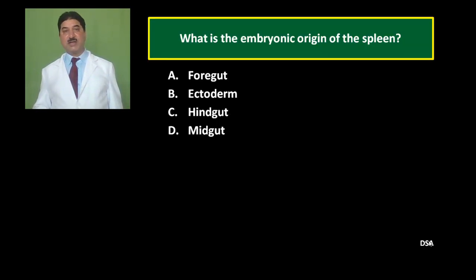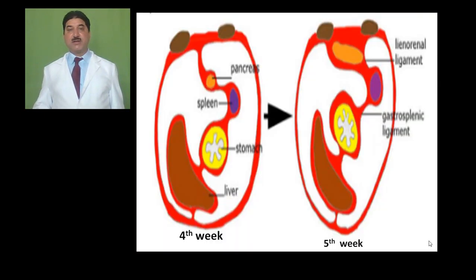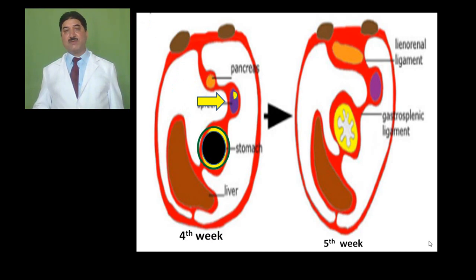Which is the embryonic origin of spleen? Foregut, ectoderm, hindgut, midgut. Spleen develops in dorsal mesogastrium. So embryonic origin is foregut. So in this diagram, you can see the stomach in the mesogastrium. Posterior to it is the dorsal mesogastrium. Spleniculi develop in the dorsal mesogastrium during 4th week of intrauterine life. During the 5th week, they fuse to form spleen.